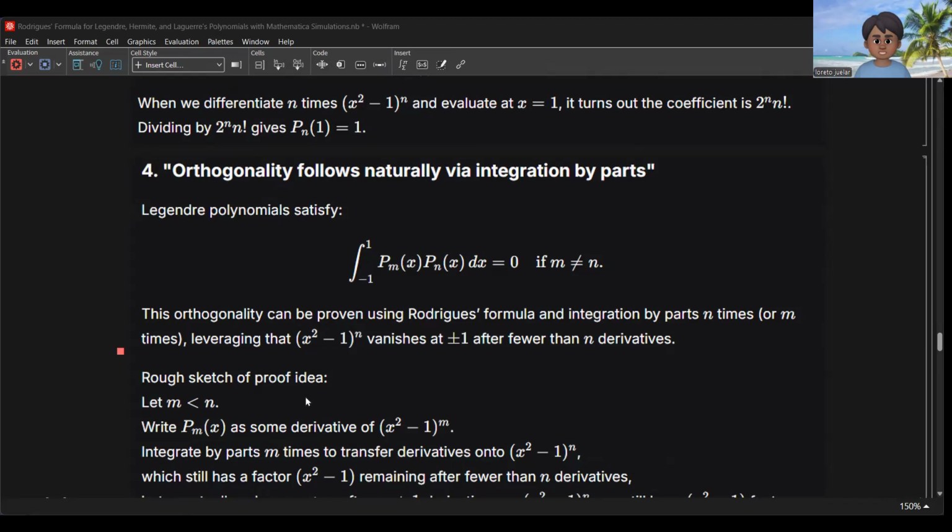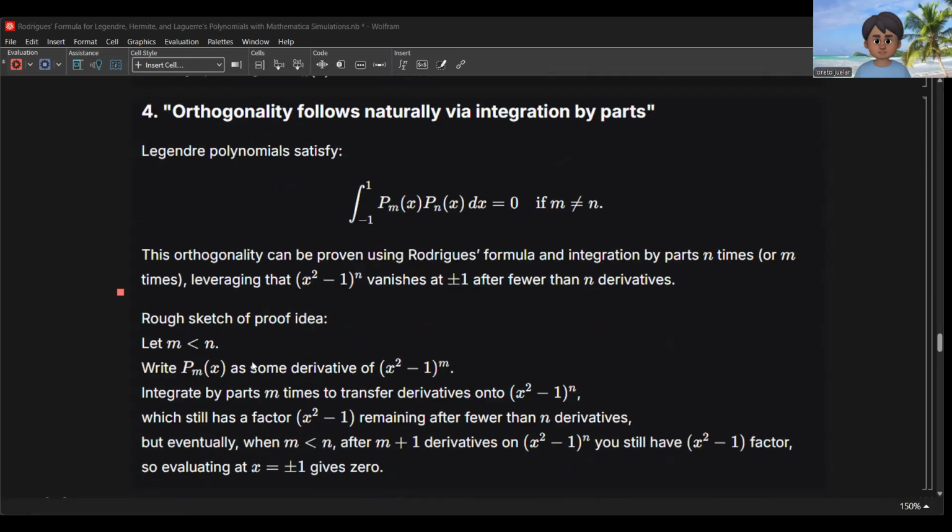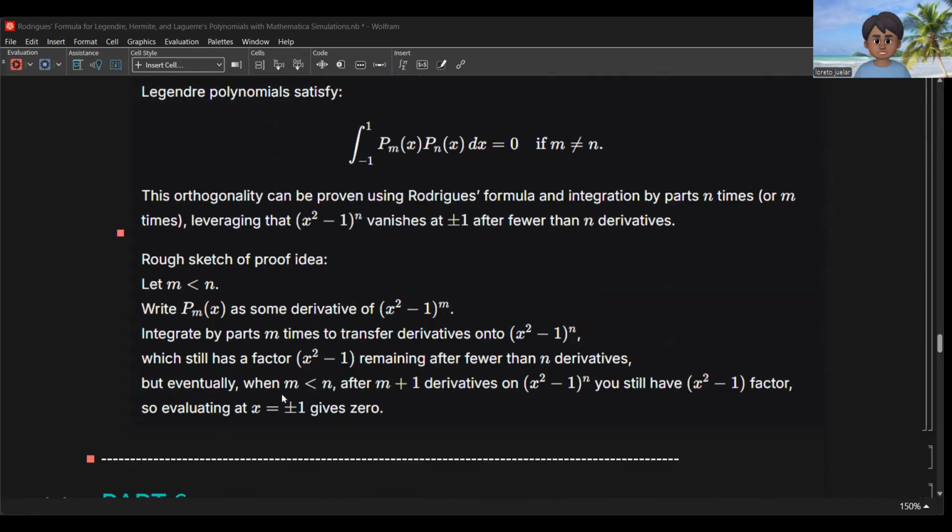Here is the rough sketch of the idea. Let m be less than n. Write P_m(x) as some derivatives of (x squared minus 1) to the m. With integration by parts, we transfer derivatives onto (x squared minus 1) to the n, which still has the factor (x squared minus 1) remaining after fewer than n derivatives. Eventually, when m is less than n, after m plus 1 derivatives on (x squared minus 1) raised to the n, you still have an (x squared minus 1) factor. So evaluating at x equal to 1 or negative 1 gives 0.